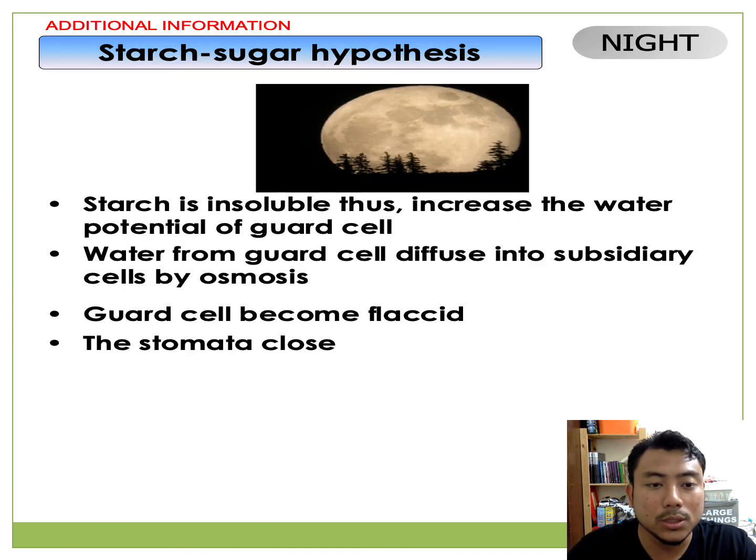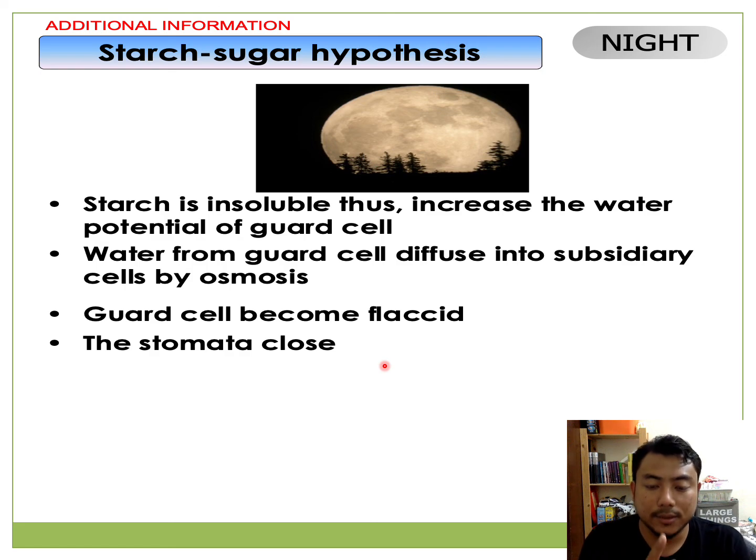Once glucose is converted to starch, starch is insoluble, meaning it does not dissolve in water. So it will not affect the water concentration. This will increase the water potential of the guard cell again, meaning the guard cell becomes more dilute again, so the water potential is higher. Water from the guard cells will diffuse into the subsidiary cell, meaning it leaves the guard cell, also by osmosis. The guard cells become flaccid and the stomata will close. So this is the starch sugar hypothesis.